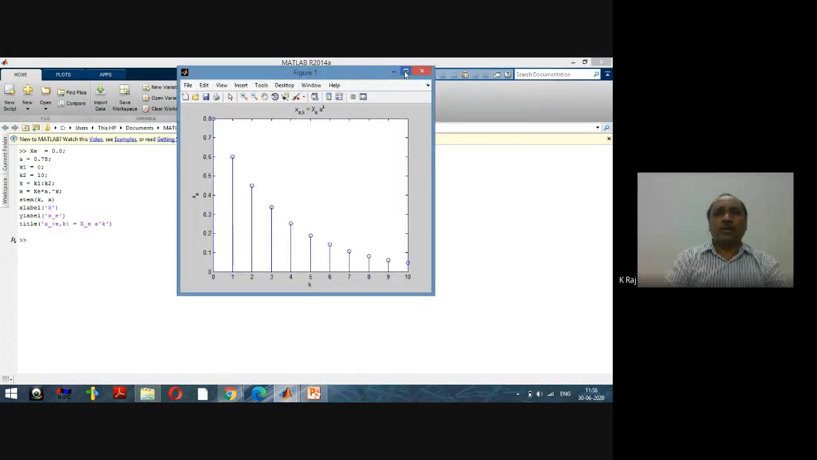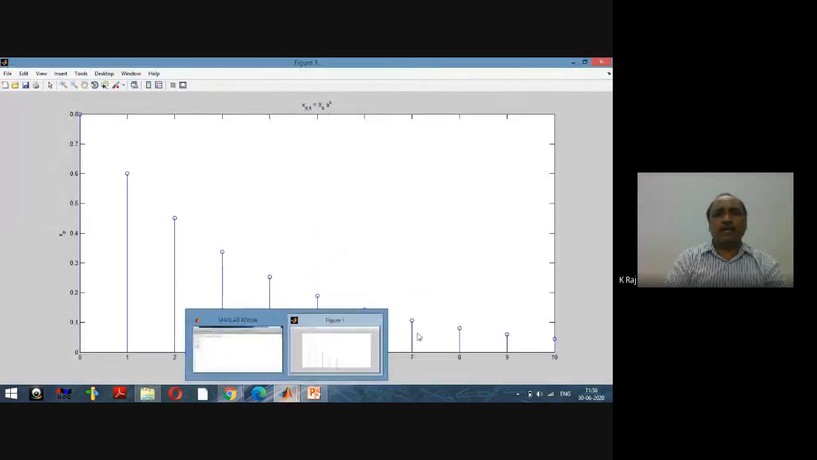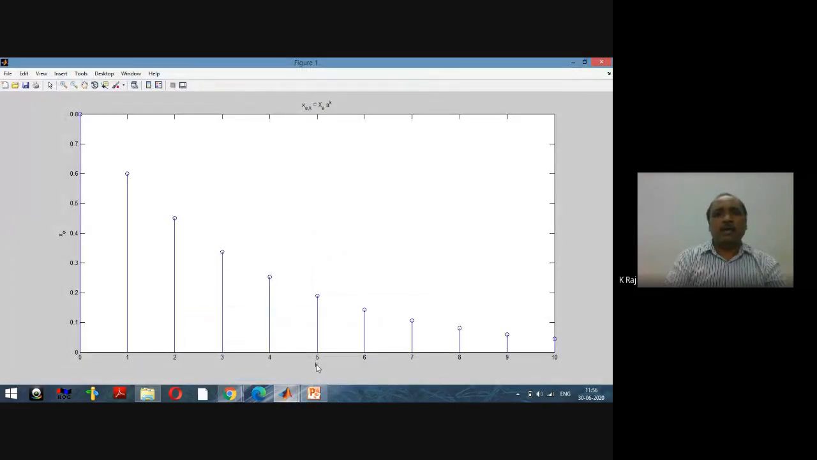On the x-axis we are writing k, on the y-axis we are writing x_e, and the title of the graph is x_e[k] = a to the power k, and the range is 0 to 10.